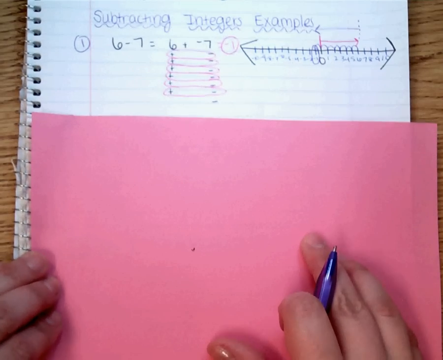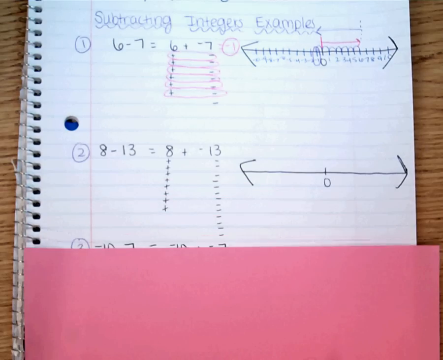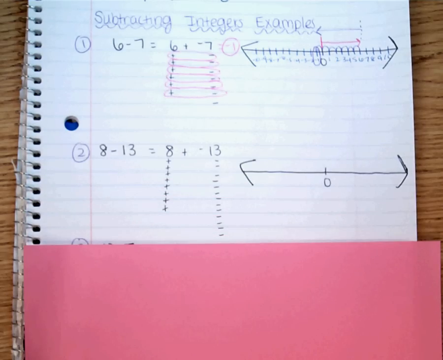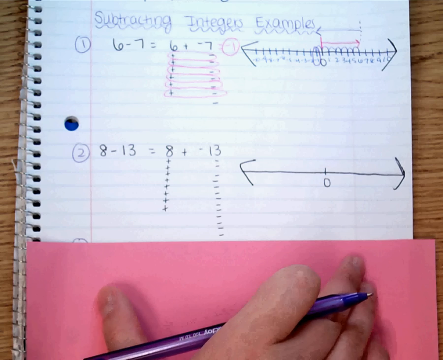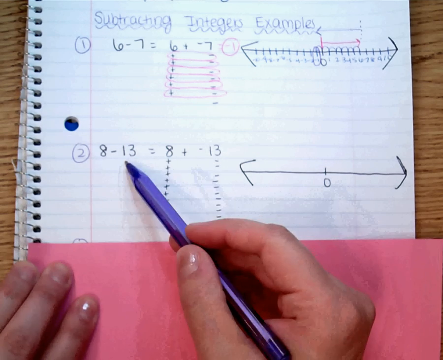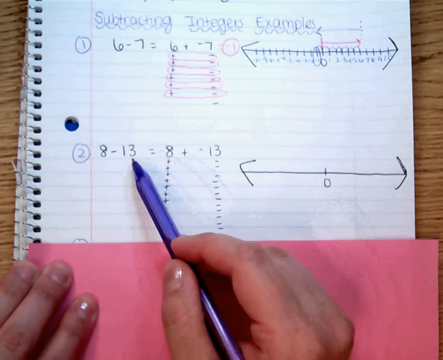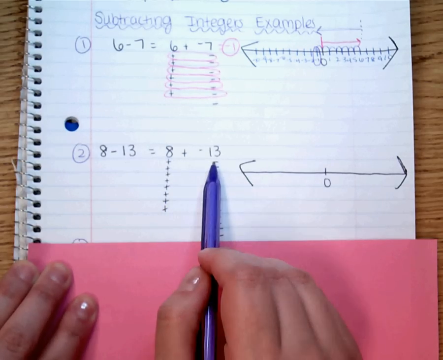Pause the video if you need to. Okay, example number 2 is 8 minus 13. To subtract an integer is to add its additive inverse. The additive inverse of 13 is negative 13.